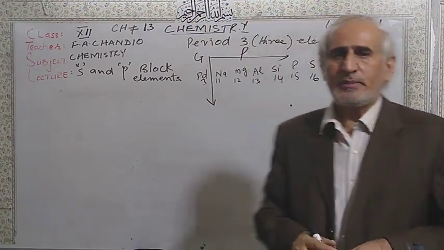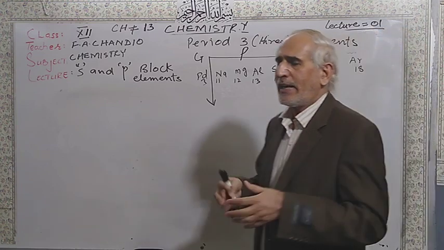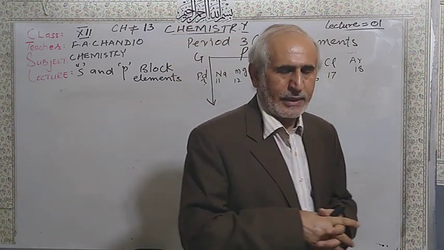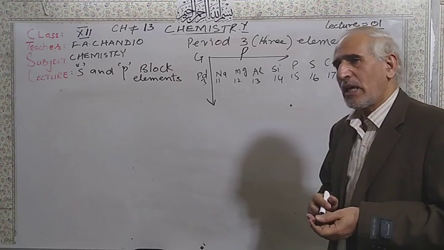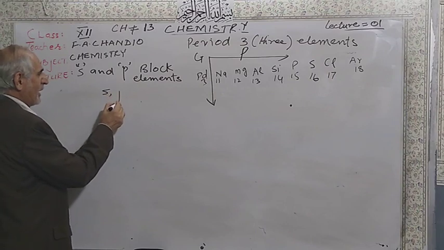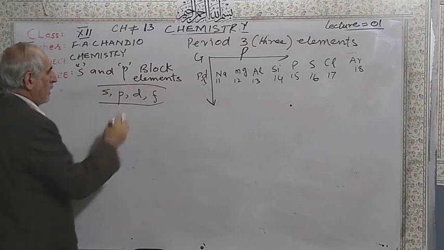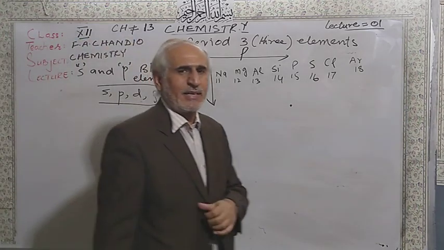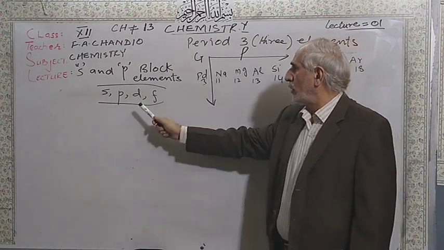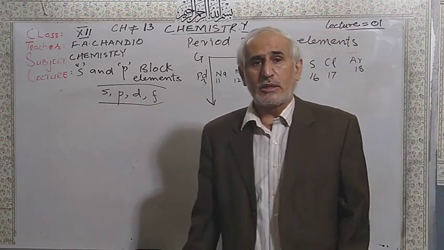This whole periodic table is divided into 4 series, 4 blocks. You did electronic configuration in grade 11. These blocks are S, P, D and F: S series elements, P series elements. In this chapter number 13, we will only discuss S block elements and P block elements.